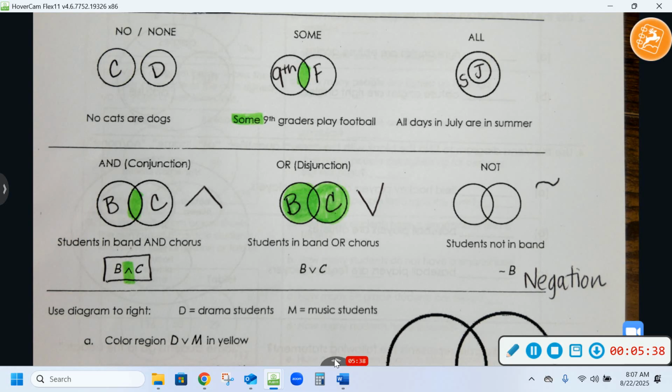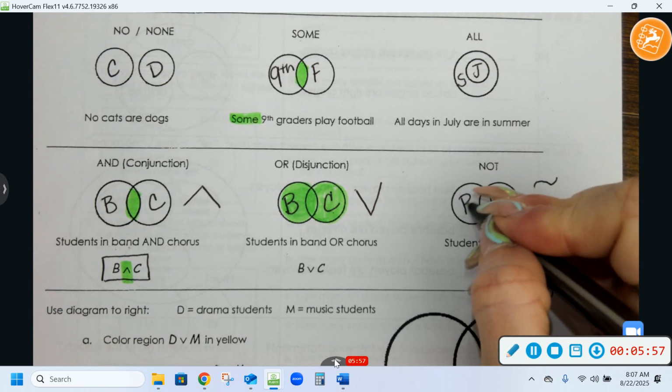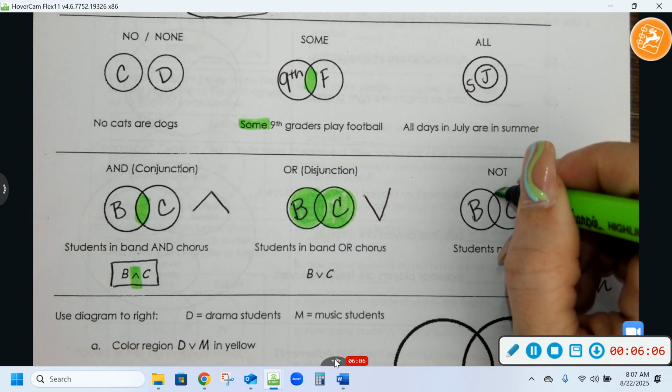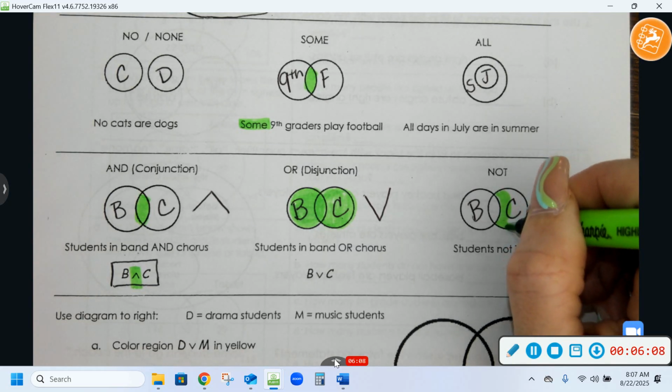So if I wanted to negate 4, it's -4. If I want to negate -1, it is now 1. If I want to negate students in band, it's now students not in band. Does that make sense? Negation just means the opposite of what we currently have. So for this one, if I say band and chorus, students not in the band are going to be these right here.